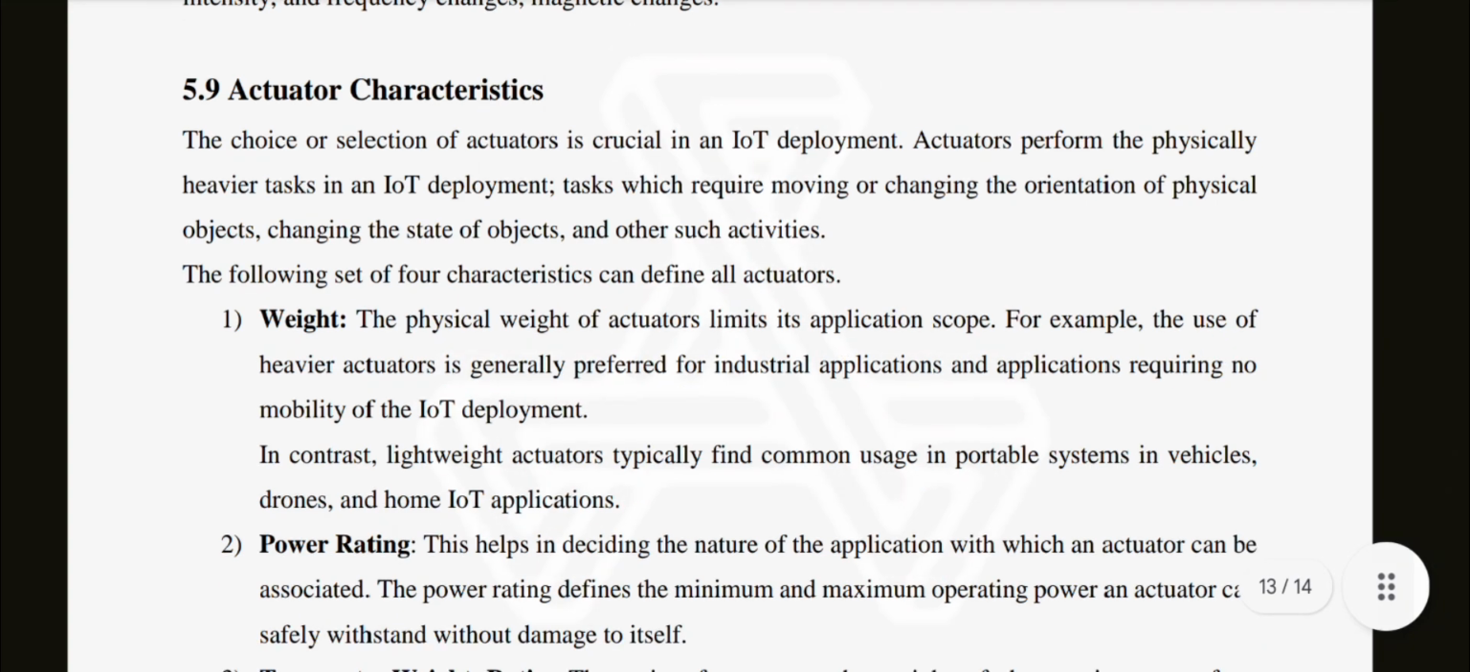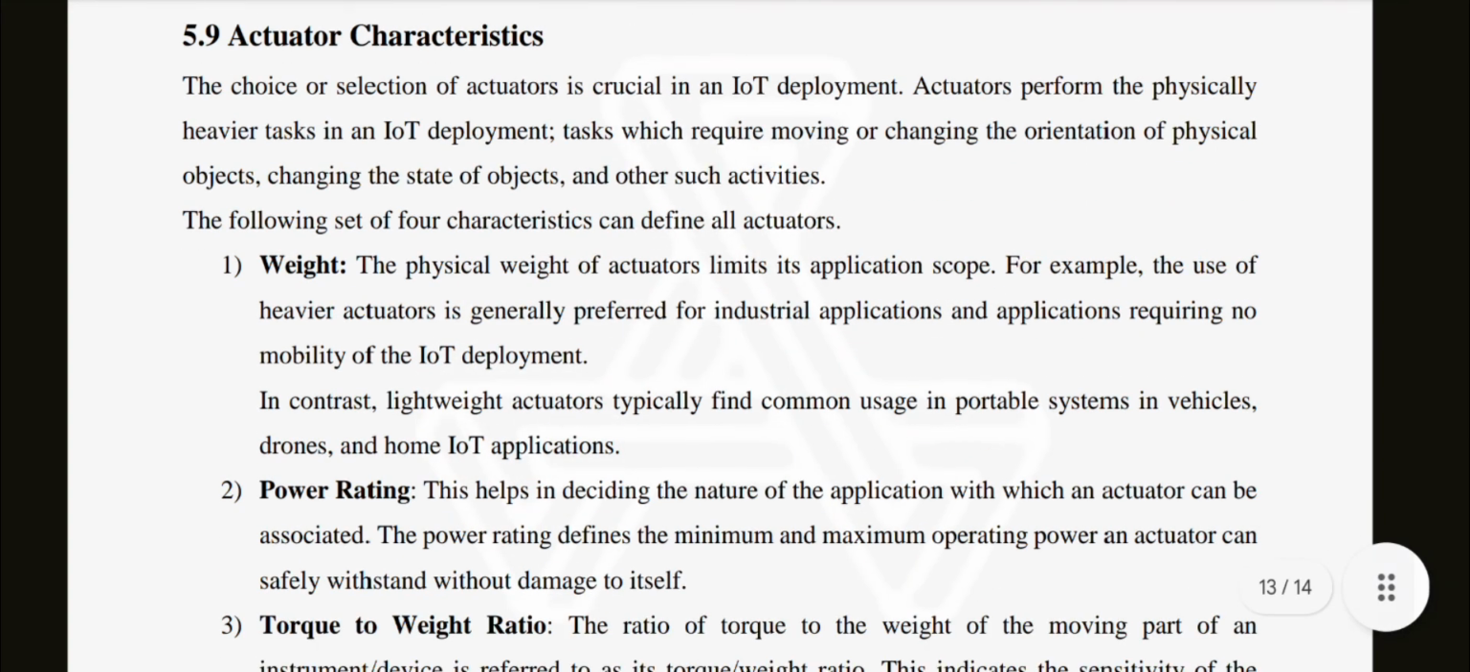Actuator characteristics. The choice or selection of actuators is crucial in IoT deployment. Actuators perform the physically heavier tasks in an IoT deployment, tasks which require moving or changing the orientation of physical objects, changing the state of the objects, and other such activities.